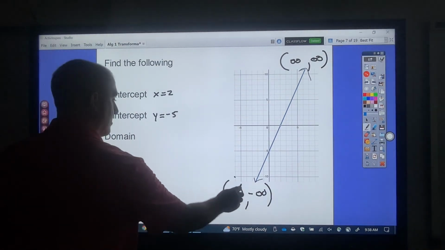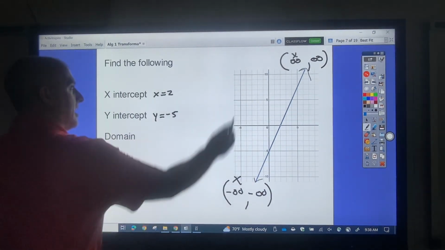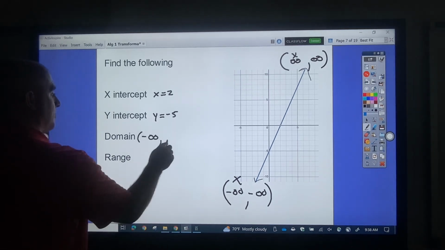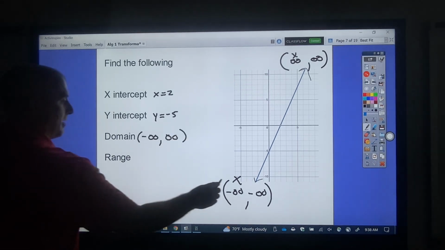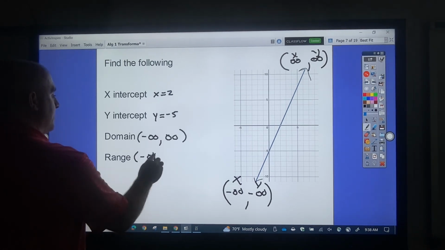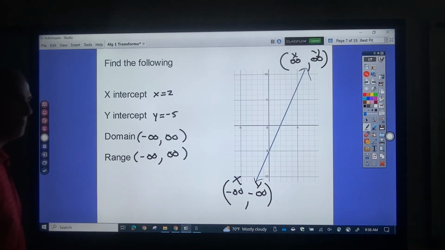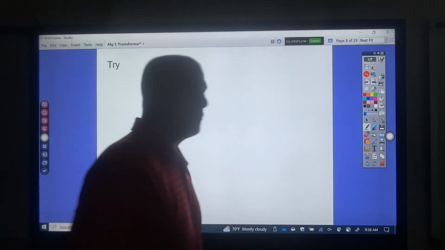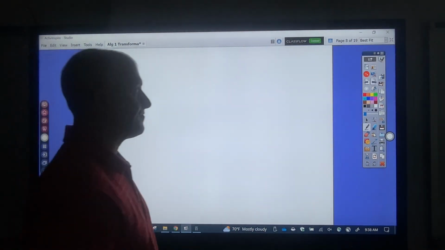So my domain: -infinity or infinity, which one's smaller? Negative. Which one's bigger? Positive. My range, y: smallest y value is -infinity, biggest is positive. All right, there's some lines for you to try.